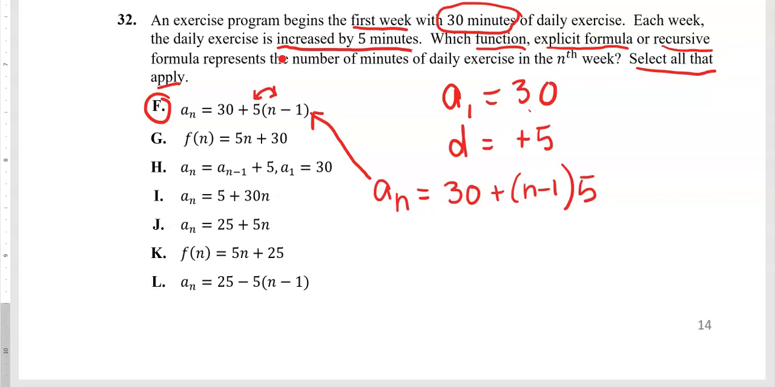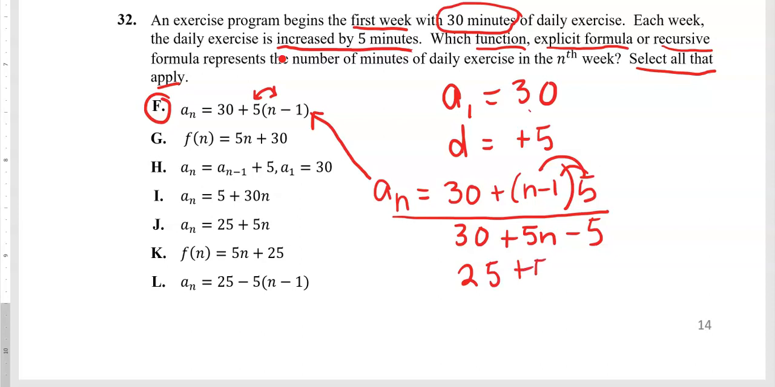Okay. Then when I come down here, I'm going to actually solve this equation and see what I get. So I'm going to get 30 plus, and we're going to distribute that 5, n minus 5. So this one would be 25 plus 5n, or 5n plus 25. So again, we're going to look through here and see 25 plus 5n right there, J. That also works, okay?